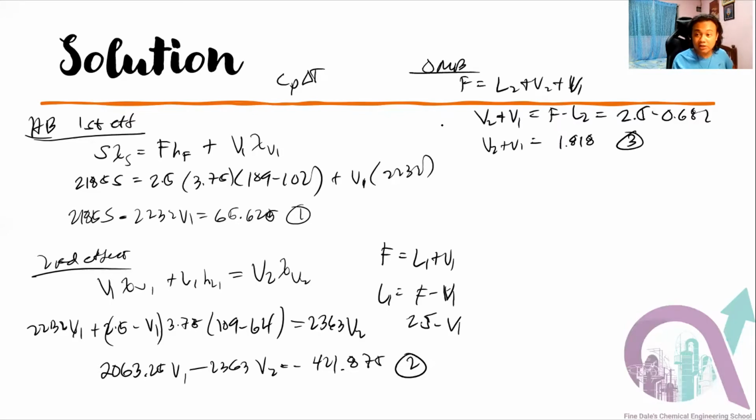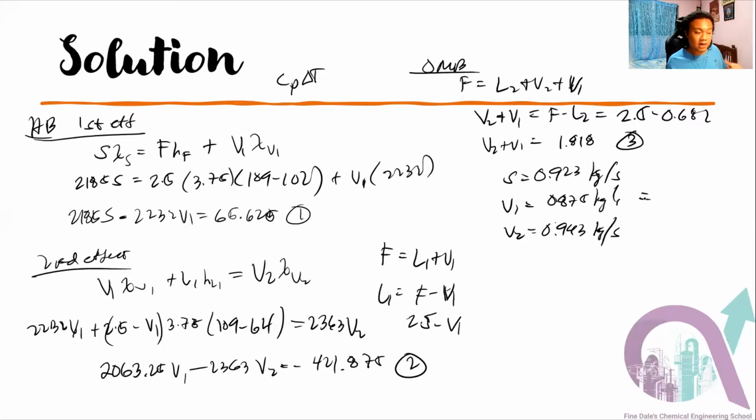Put it in your calculator, solve simultaneously. You can get S is equal to 0.923 kilograms per second. Then you have your V1 is equal to 0.875 kilograms per second, and V2 is equal to 0.943 kilograms per second. We were asked for V1. Just multiply this by 60 and you can get 32.5 kilograms per minute.